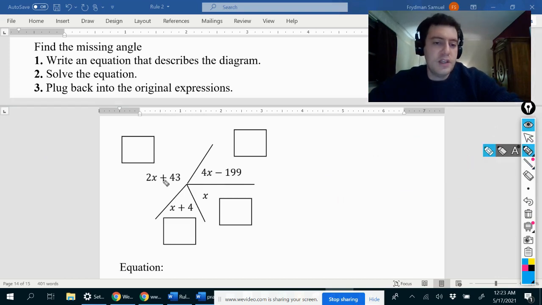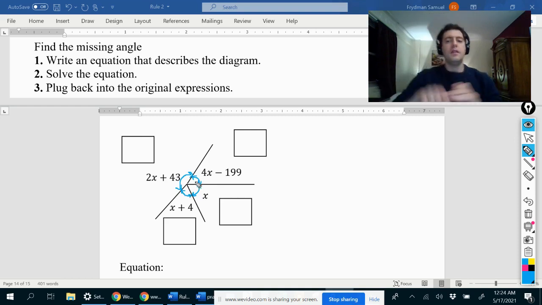Here we see that there's an expression written in every single one of these angles, right? So there's an expression by this angle, there's an expression over here by this one, and this one over here, and this one over here. Now, if we put all of these angles together, then we get a full rotation. A full rotation is 360 degrees.